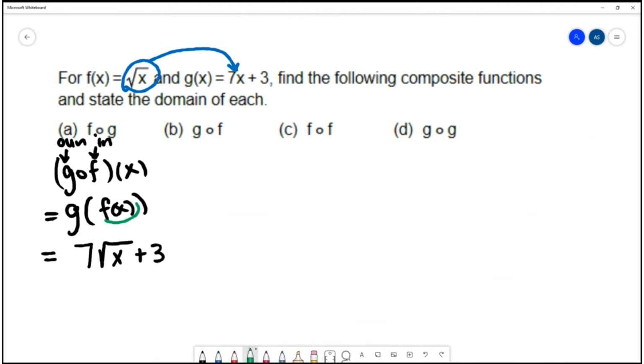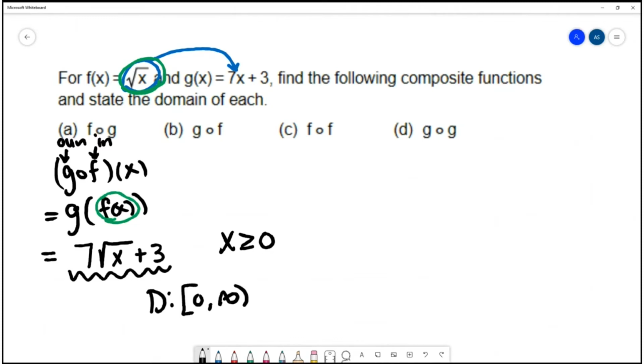We're going to start with any restrictions on our inside function. Our inside function is square root of x. And we already saw earlier that x needs to be greater than or equal to 0. Then when we look at our outside function, 7 square root of x plus 3, we don't have any restrictions there. So we have a domain of 0 to infinity for this one. And in set builder notation, that's x such that x is greater than or equal to 0.